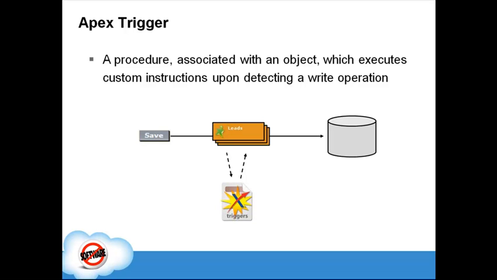A trigger is similar to a workflow rule in the sense that it is executed upon a write operation to the database. A trigger will intercept the data being written to the database and allow us to do a number of things, like modify records before they are written to the database, create entirely new records, share records with users, or other types of actions.